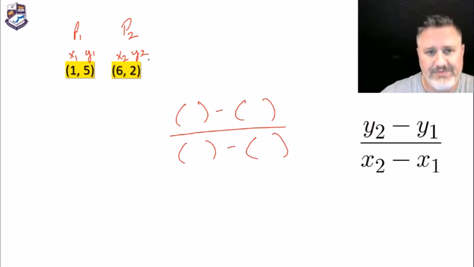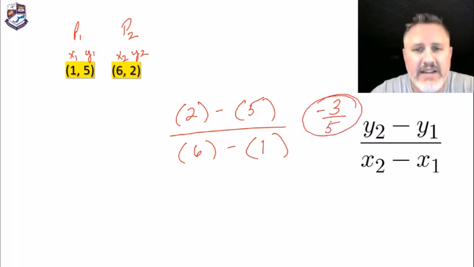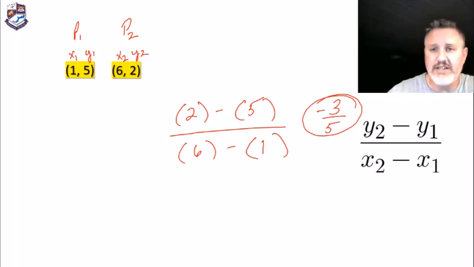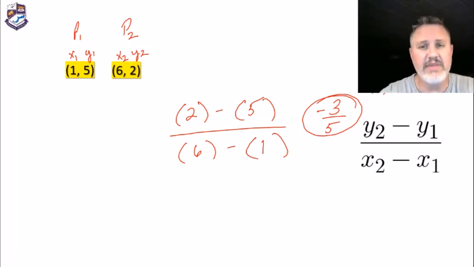What's y2? y2 is 2. What's y1? It's 5. What is x2? x2 is 6. And what is x1? It's 1. So 2 minus 5, what is that? That's negative 3. And 6 minus 1 is 5. And you'll notice we get the same exact answer. So you can do it that way if you want. You could even reverse these, and you could say y1 minus y2 over x1 minus x2. As long as you're going in the same direction, it's the same thing, it's fine.